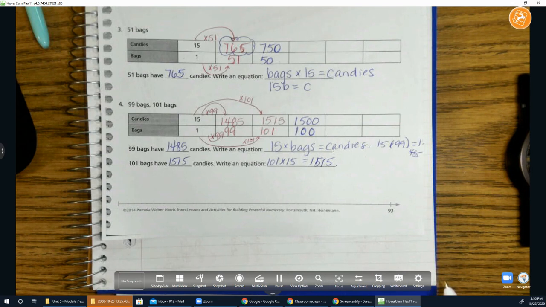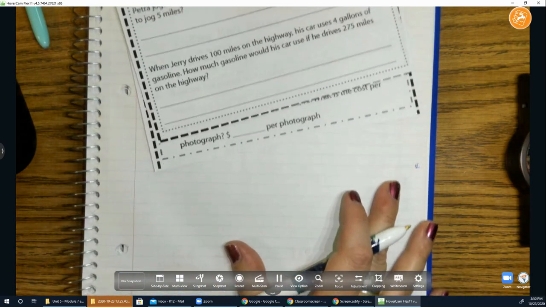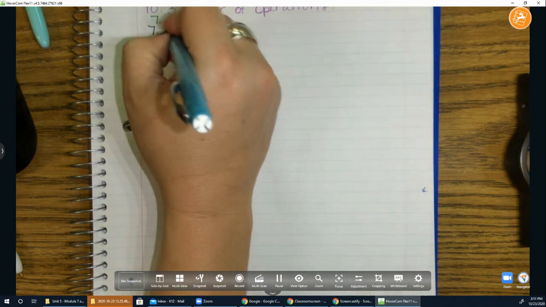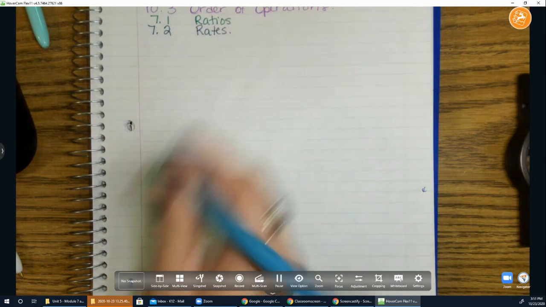So you can put that up. And now we're going to go into our notes. So the title of our notes is 7.2, and it is rates. We're talking about rates today, and you see rates all the time, and you probably don't know about it. Okay, speed limit signs are a rate. If your car is going 55 miles per hour, that's a unit rate.